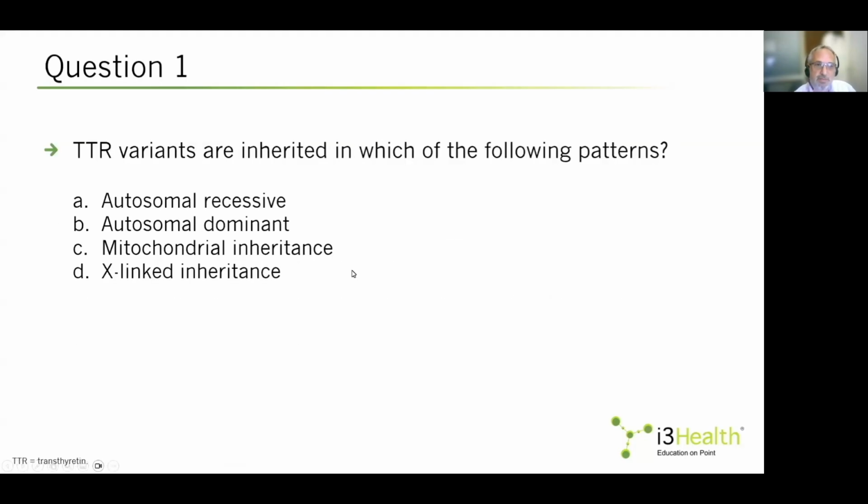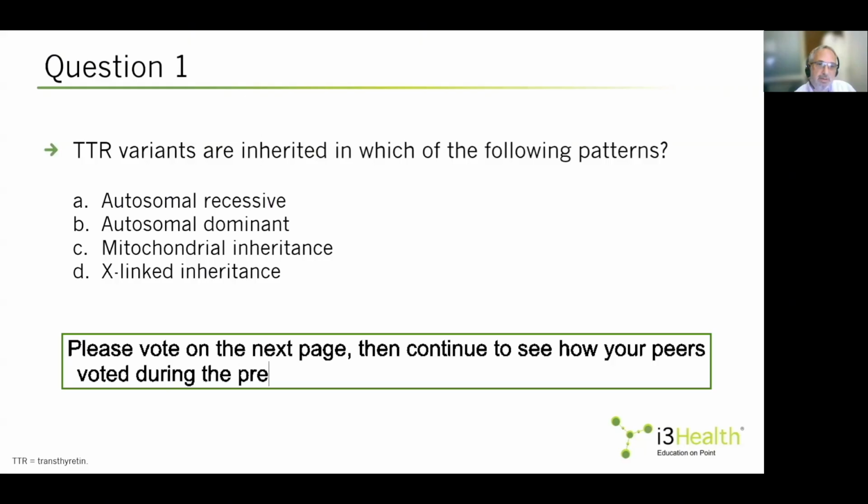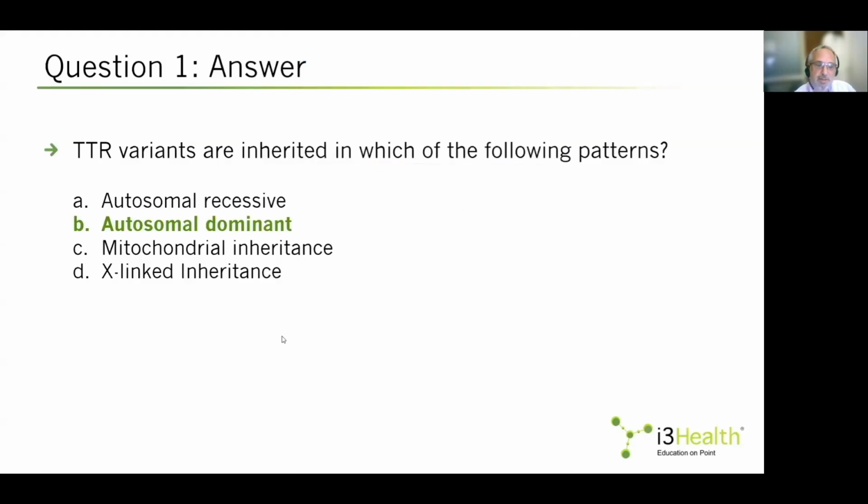So maybe we'll start with a few questions. This is the first one. TTR variants are inherited in which of the following patterns? Autosomal recessive, dominant, mitochondrial inheritance, or X-linked? Okay, interesting. The correct answer is autosomal dominant. Patients just need to have one copy of this allele to cause disease. So everyone has a 50-50 chance of inheritance from an affected first-degree relative.